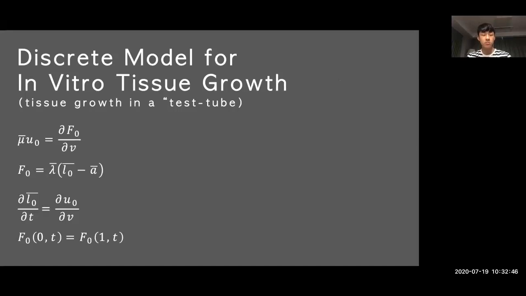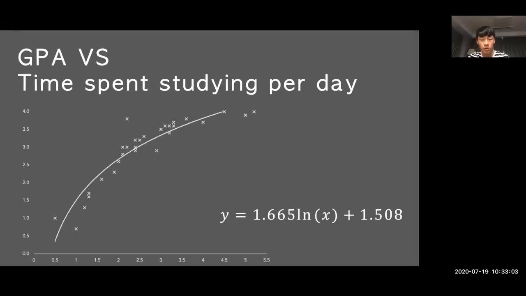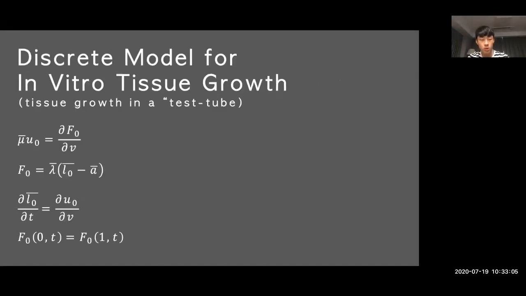This is actually something that my school math teacher wrote. This is a discrete model for in vitro tissue growth, so that is tissue growth that happens within a test tube. And here, this looks much more complicated and intimidating than the one I showed you before. But this one is also a model. So what are these things?